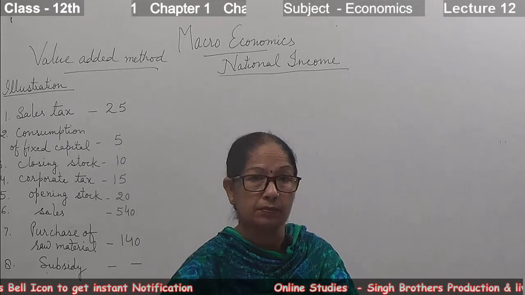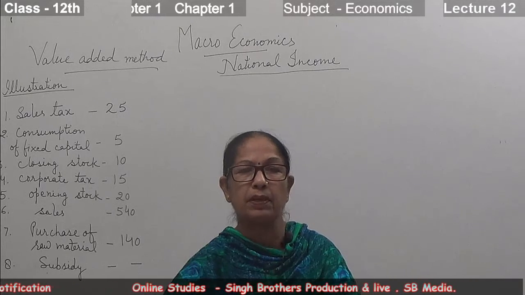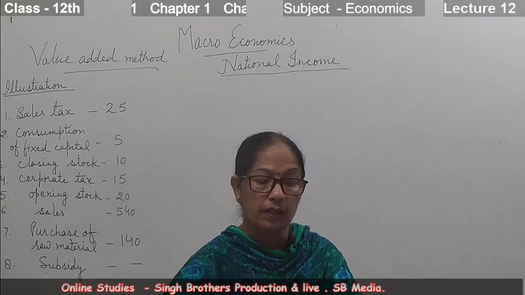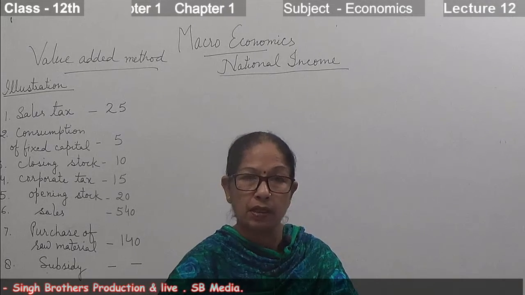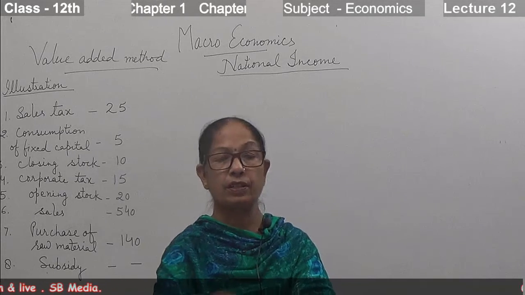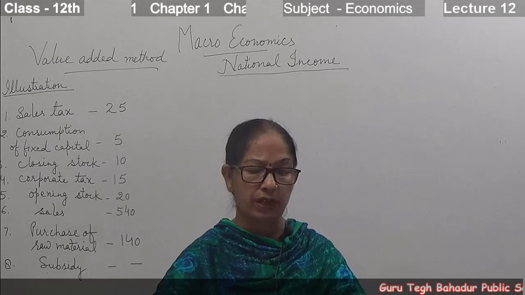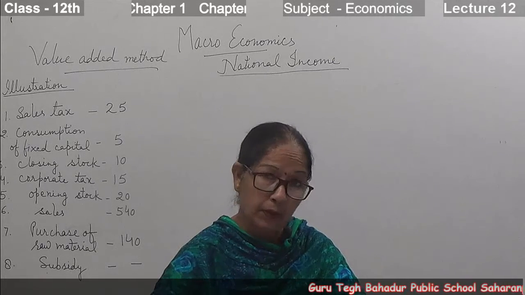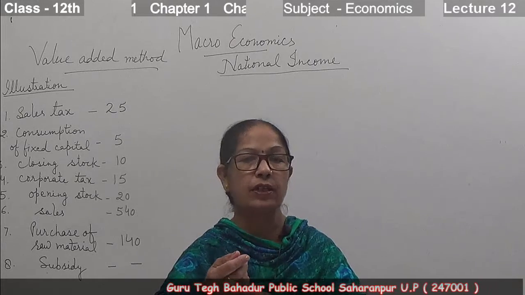Yesterday we learnt about the value added method, its steps and precautions, and today we'll see what problem can come while doing calculation by the value added method. One problem is the problem of double counting. It's already discussed in one of my lectures that double counting means counting the same product or expenditure more than once in calculating national income.